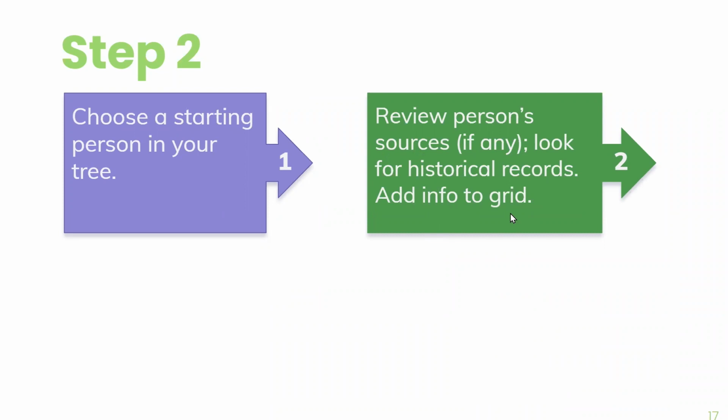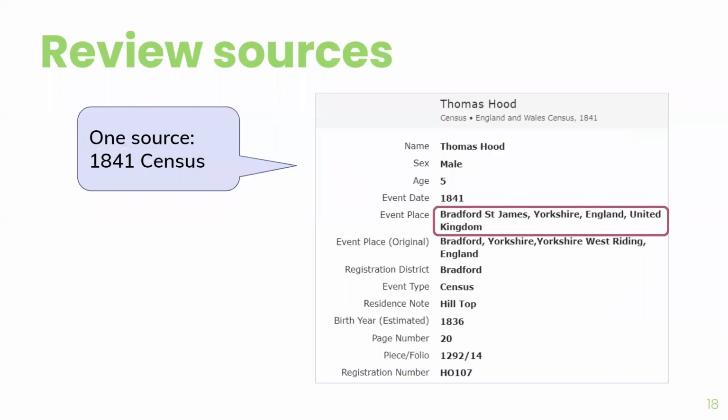So the first thing we want to do on step two is to review the sources that are attached to our Thomas Hood. Well, as it happens, there's only one source attached. And it happens to be the 1841 census. So as we look at the information, it lines up really well with the information that we already know about Thomas. So he's age 5 in 1841, which puts him born about 1836, which is what we expected. He's living in Bradford, Yorkshire, which also fits with his birthplace.